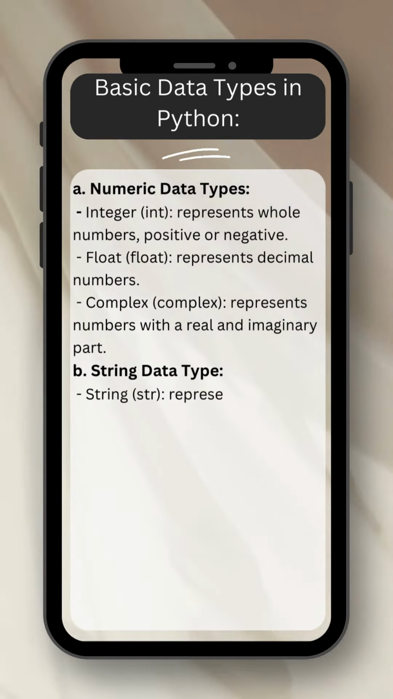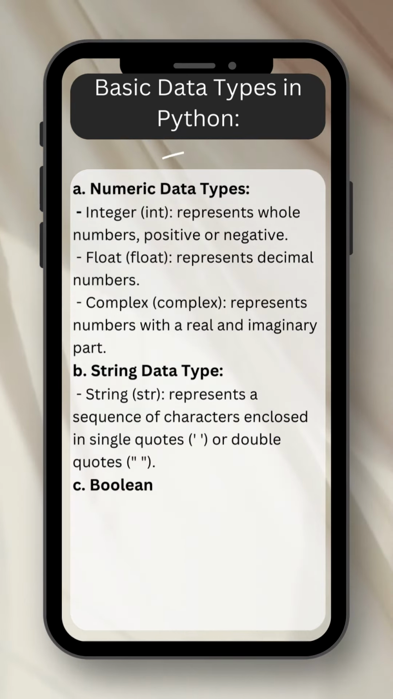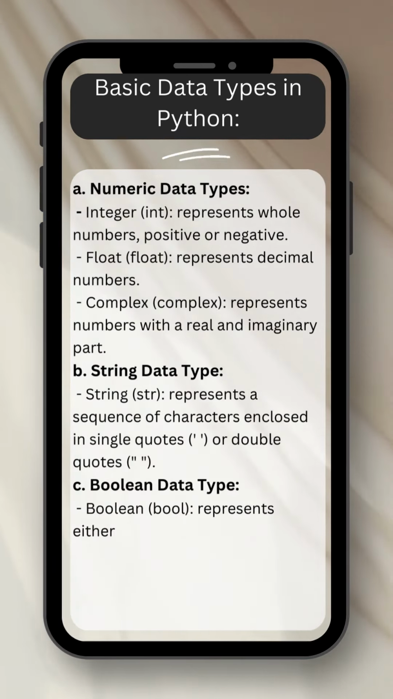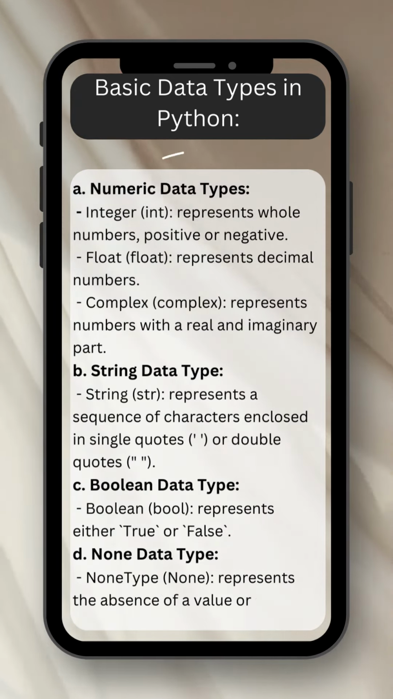B. String data type. String, str, represents a sequence of characters enclosed in single quotes or double quotes. C. Boolean data type. Boolean, bool, represents either true or false. D. None data type. None represents the absence of a value or a null value.